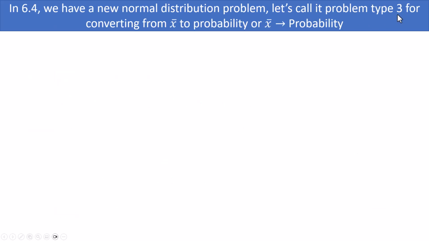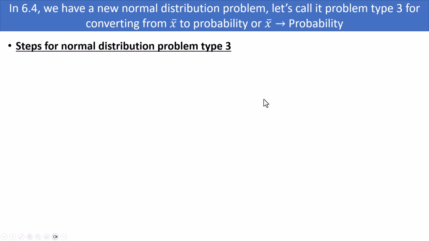So this is what I'm going to call problem type number 3, which is instead of going from x to probability, now we're going from x bar to probability. The difference is, x just says one single value or one single individual. That would be like saying, what's the chance that one single student's test score is greater than 90%? Whereas x bar would be saying something like, what's the chance that I take a sample of 50 students or 30 students, and the mean from that sample is greater than 90 or less than 90, or something along those lines? So now we're dealing with probabilities related to a sample rather than just one single individual. And we'll see exactly what that looks like in just a second.